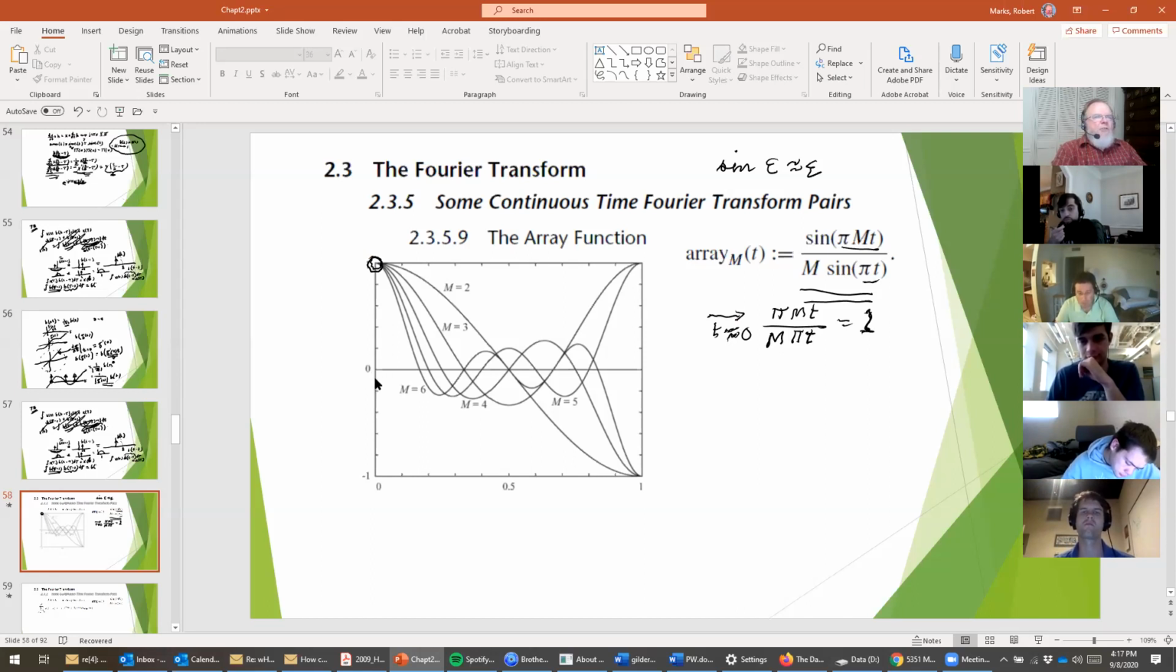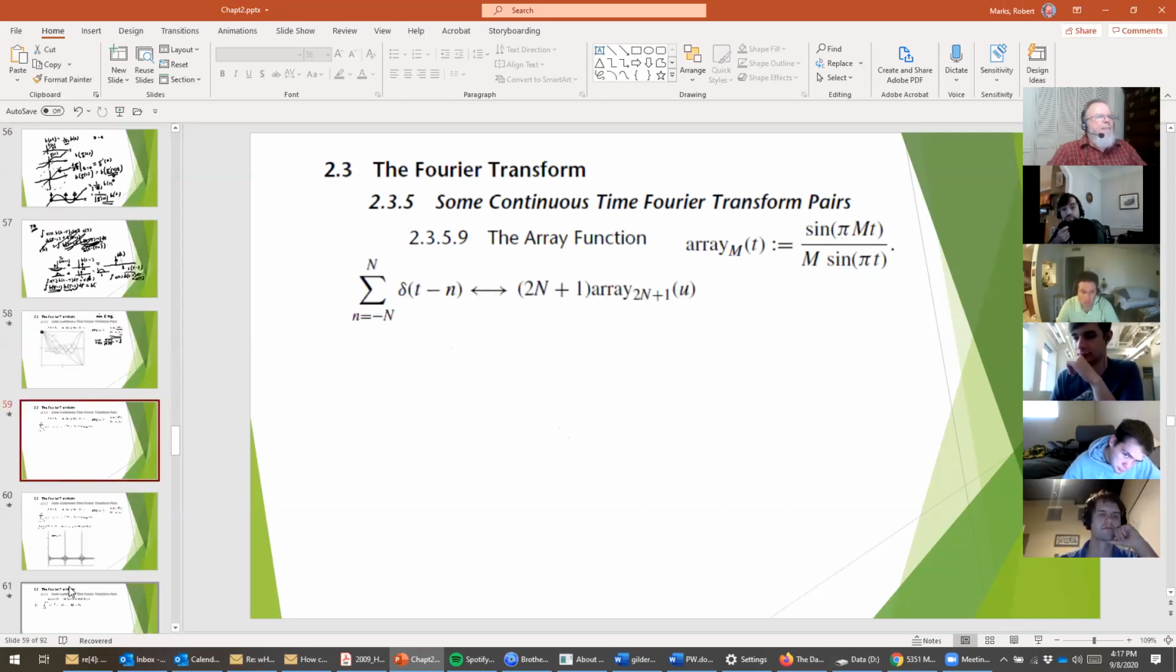The array function turns out to be very useful in a number of different areas, and possibly you haven't seen it before, at least defined this way. But the reason that it's important is that, let's see.